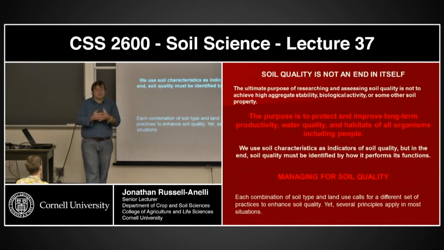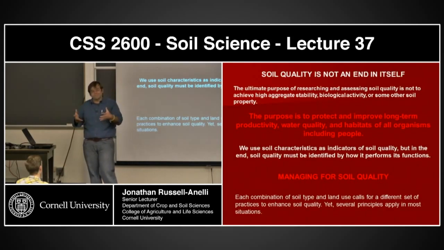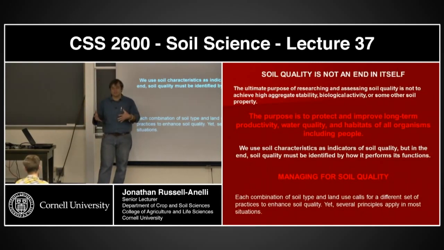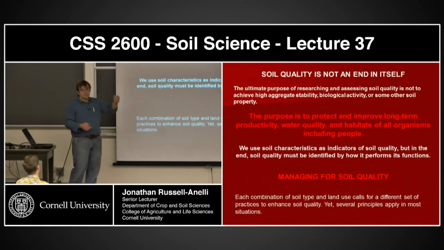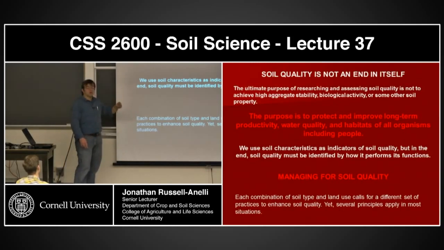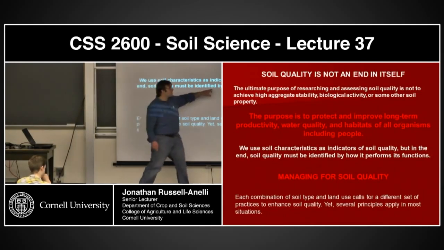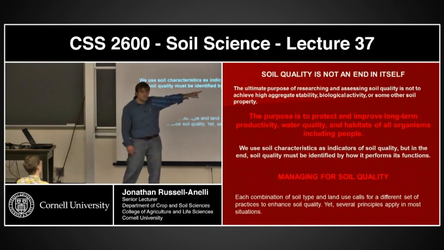So the thing here is that soil quality is not an end in itself. I'm not really too concerned about the soil quality. I'm more concerned about the soil function, and the quality is telling me, in a sense, how the soils are functioning. The ultimate purpose of research and assessing soil quality is not to achieve high aggregate stability, biological activity, or some other soil property. We use these characteristics as indicators of soil quality, but in the end, soil quality must be identified by how it performs its function. What is it going to do? Back to the big five.